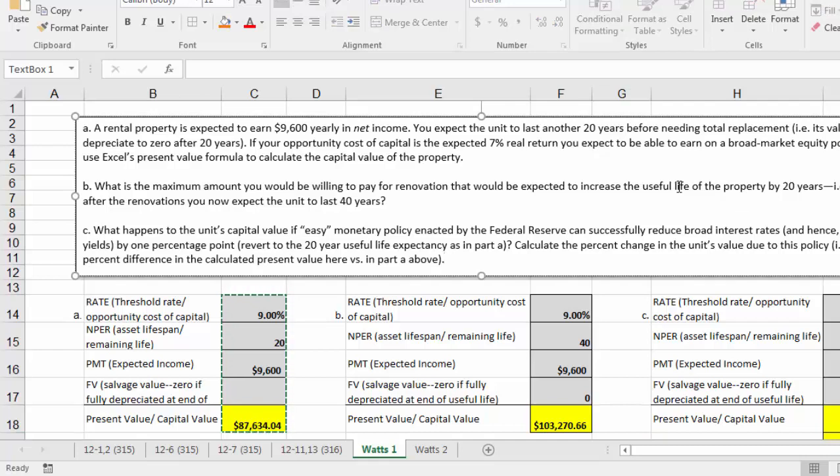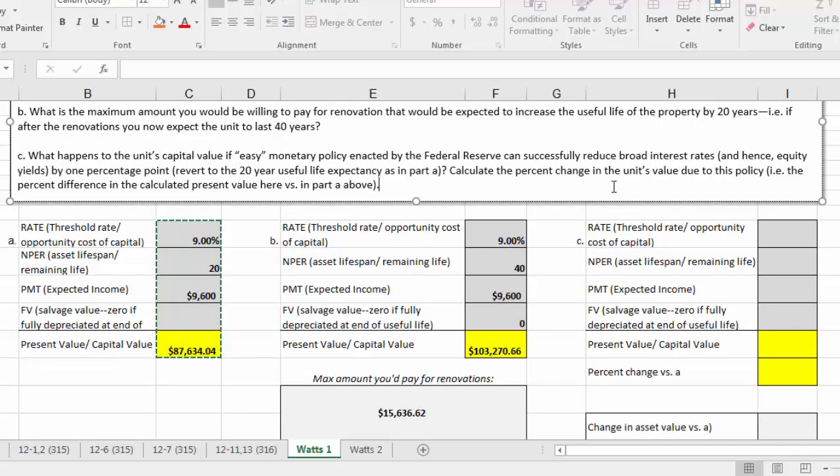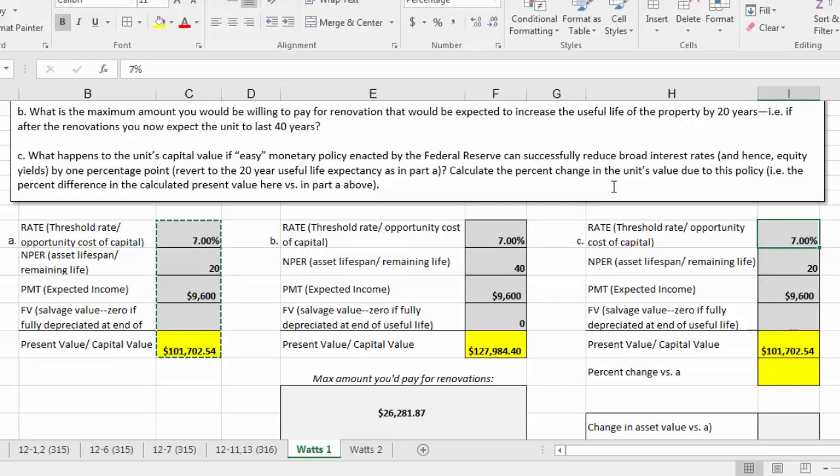What happens to the unit's capital value if easy monetary policy enacted by the Federal Reserve can successfully reduce broad interest rates and hence equity yields by 1 percentage point? Revert to the 20-year useful life expectancies in part A. So let's copy over part A over to here. Let's dial these back to the 7% initial yield. And now instead of 7%, let's say interest rates go down to 6%. Now what's going to happen to that capital value?